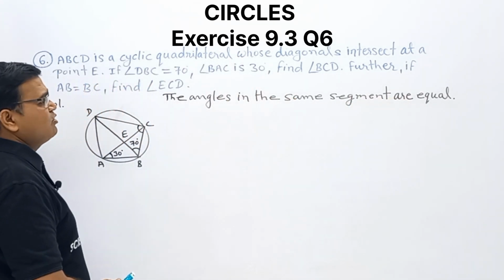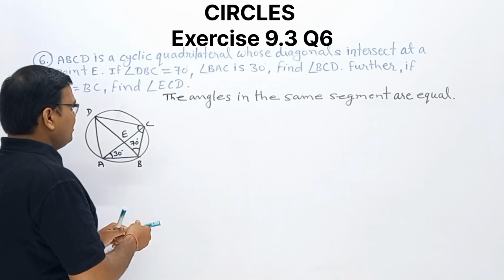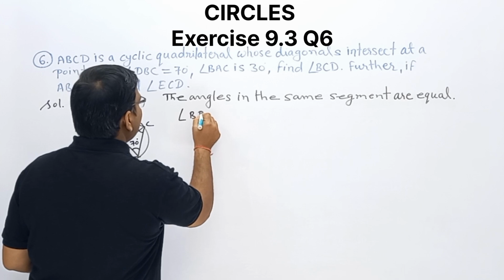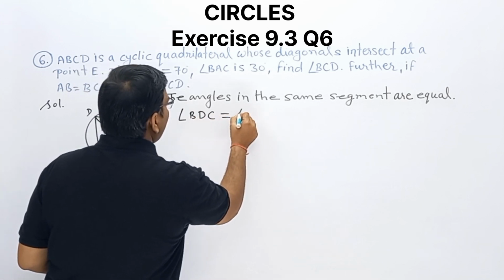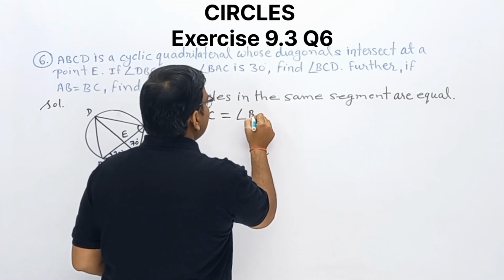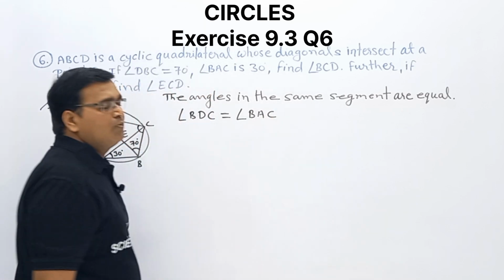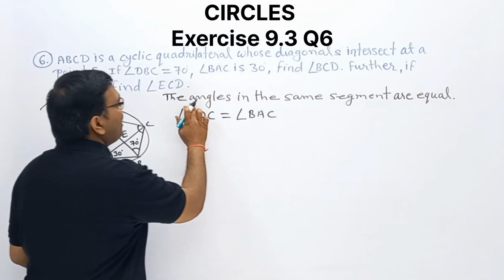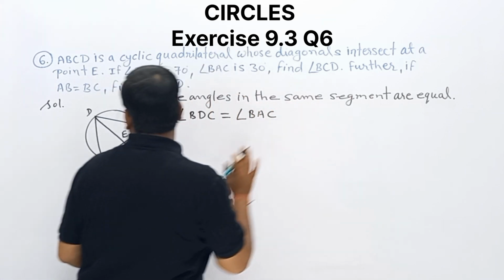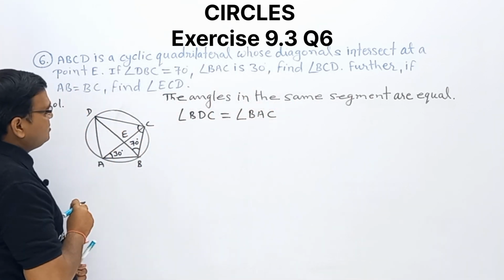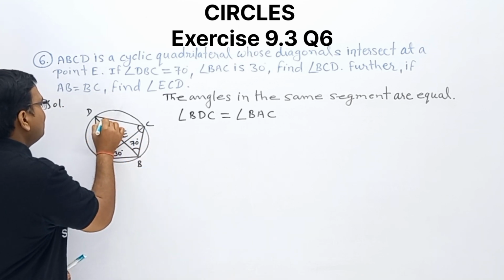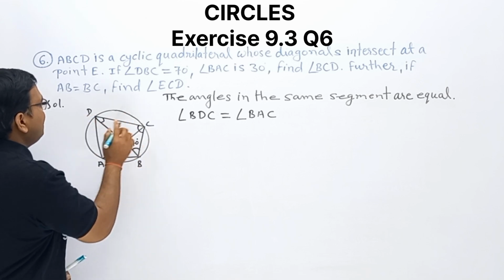What is the meaning of this? Angle BDC equals angle BAC. Yes or no? Observe carefully. One theorem we are having. What theorem? The angles in the same segment are equal. So once we observe this figure, this angle BAC equals this one, BDC.